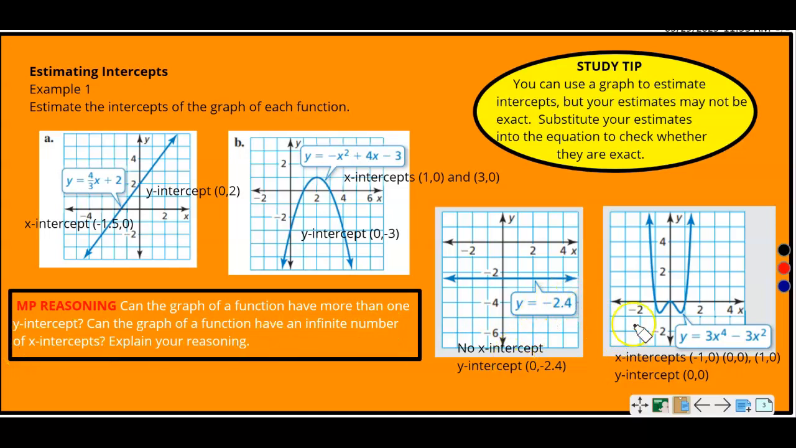Can the graph of a function have an infinite number of x-intercepts? Yes, because it can go up and down, up and down, up and down. It can have an infinite number of x-intercepts and still be a function. So later in your high school career, you'll see things like the sine and cosine function. That's a good example of this.